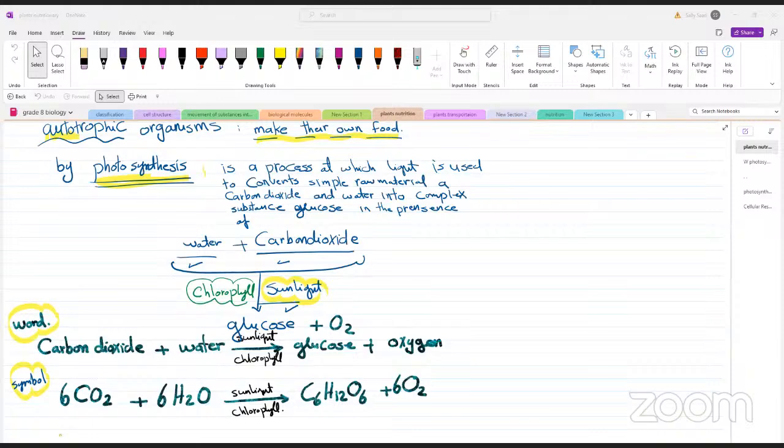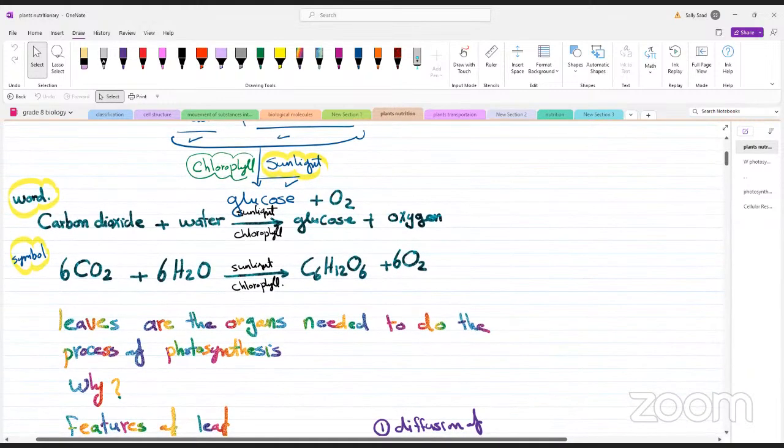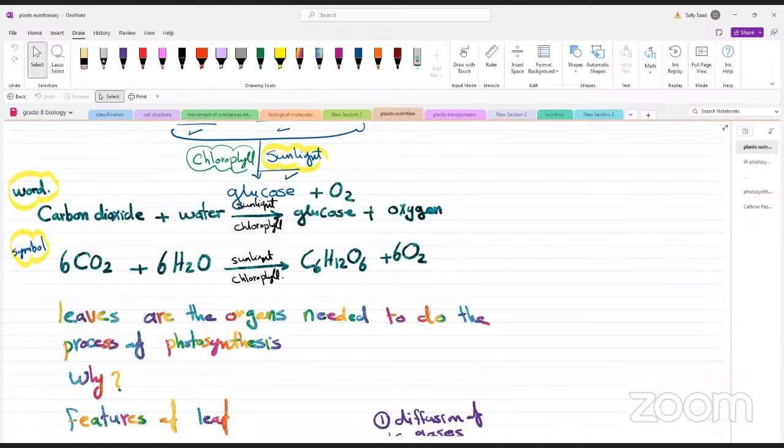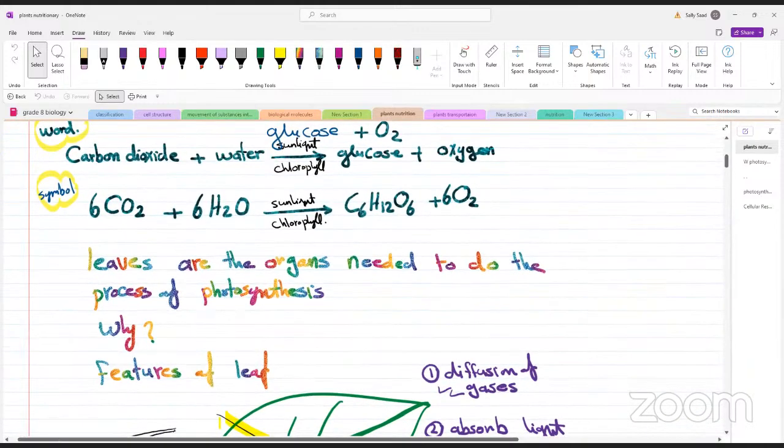And we handled the equation of the process of photosynthesis, and we defined it as a process at which the plants take raw materials like water from the soil and carbon dioxide from the air to make their own food, or a complex compound like glucose, using energy from the sunlight, which is absorbed by the chlorophyll. And we had these two equations, the word equation and the symbol equation.